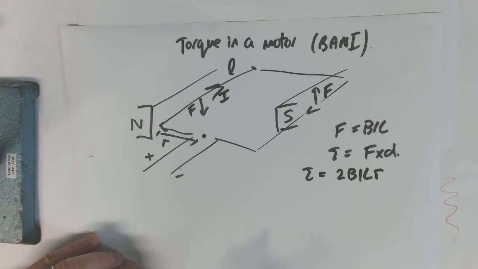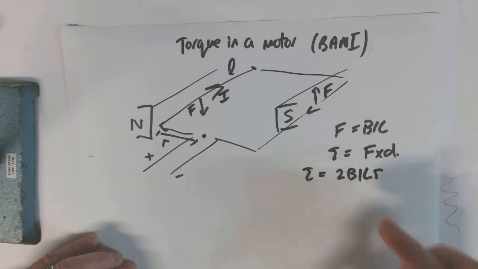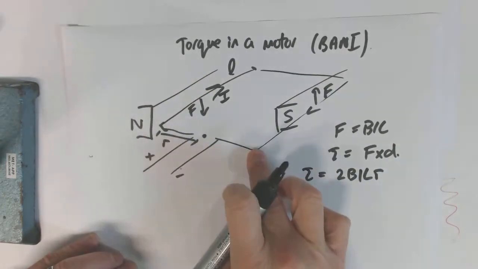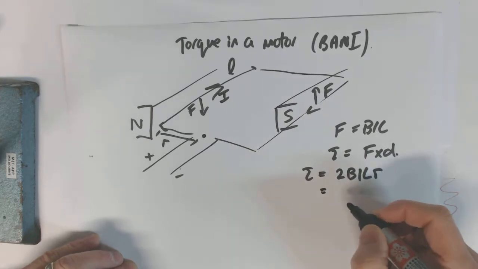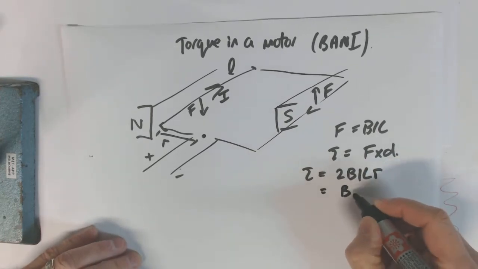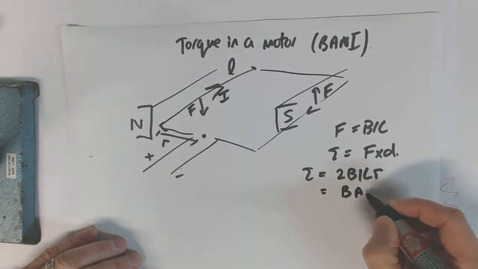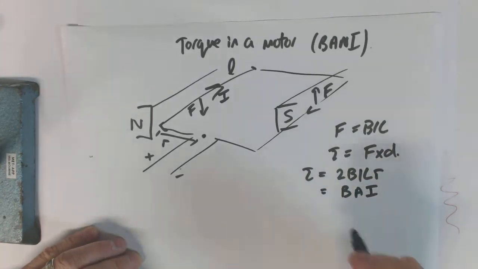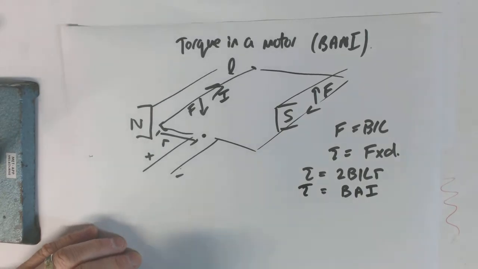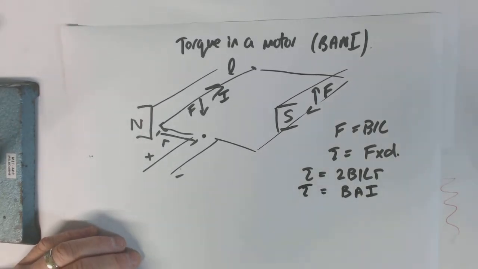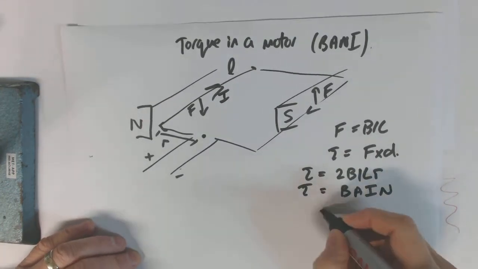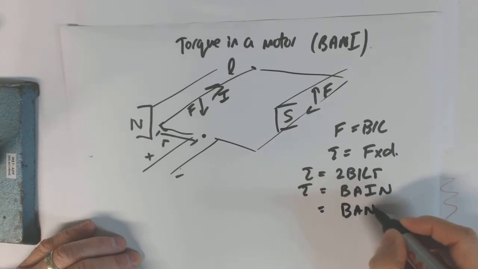So if we actually have a look at that, we can say 2 times the length times the radius, right? Length times 2 radii is area. So we can just call that BAI. So we can say the torque equals BAI. So if we've got more than one loop, we can put an N on there. We call N, number of loops. So torque equals BANI.